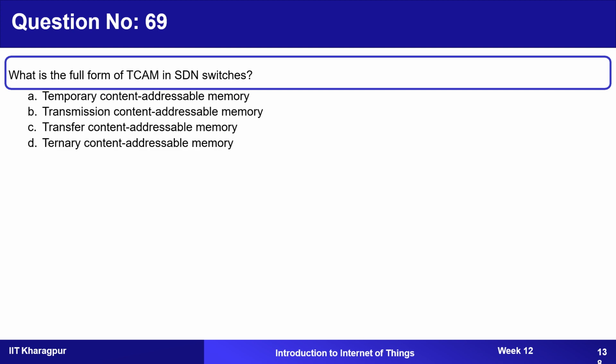Next question: what is the full form of TCAM in SDN switches? Options are temporary content addressable memory, transmission content addressable memory, transfer content addressable memory, temporary content addressable memory. D. Anyone else? It is D actually. I referred to my notes though. Transfer content. No, ternary content. Right, ternary content addressable memory.